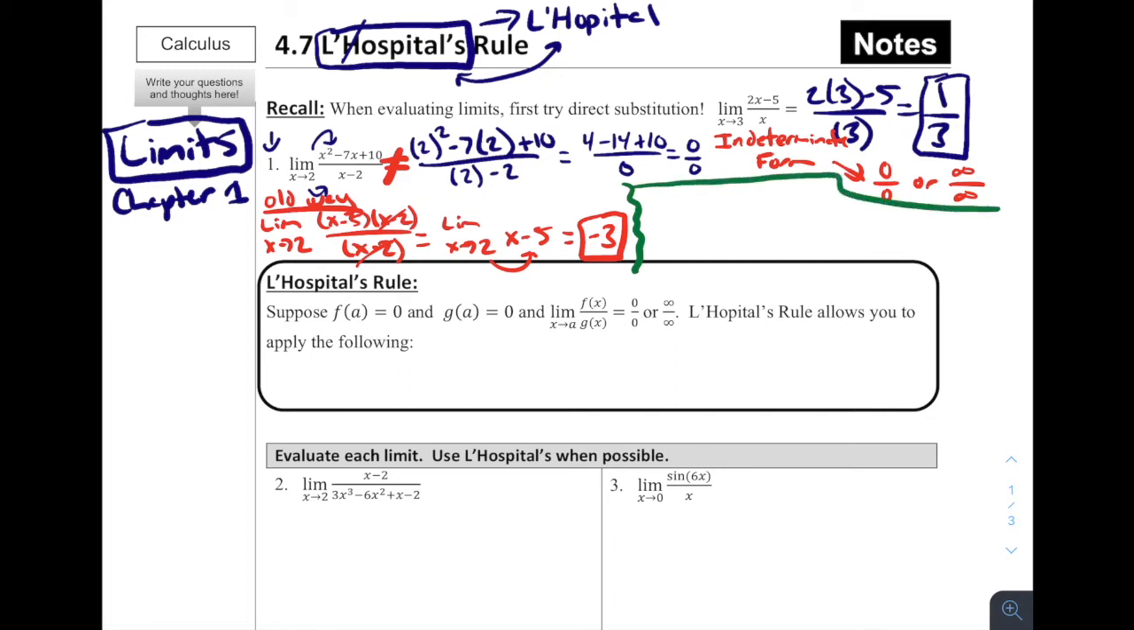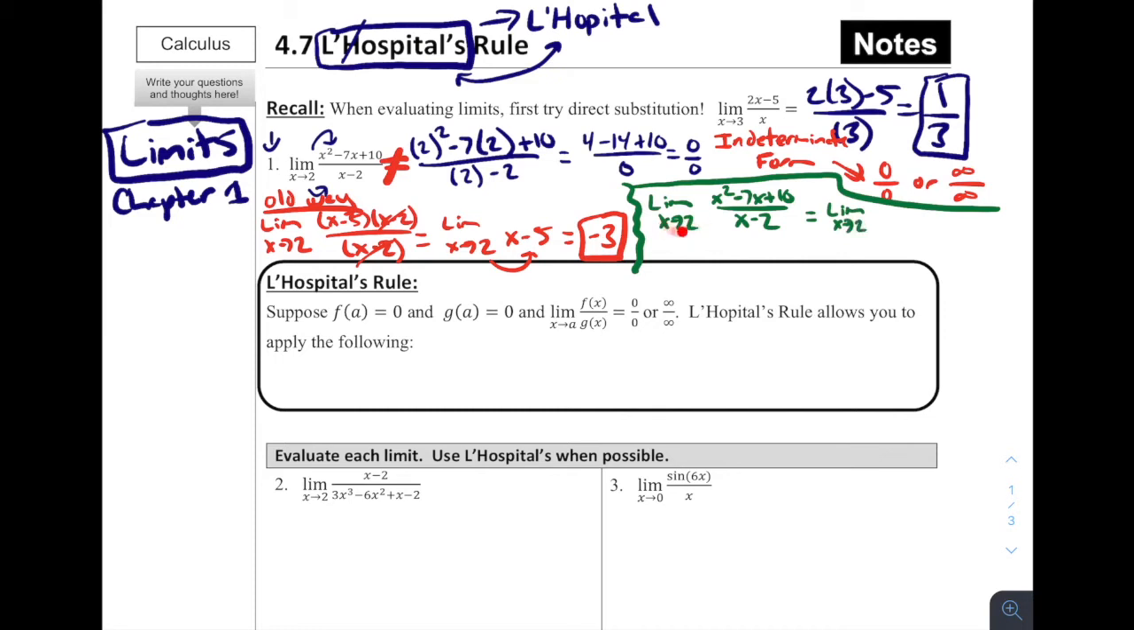What we're going to do here is say, okay, the limit as x approaches 2 of this x squared minus 7x plus 10 divided by x minus 2, is first off a candidate to use L'Hopital's rule because the direct substitution gives us indeterminate form. But the cool thing is we actually can take the derivative of the numerator and the derivative of the denominator and try direct substitution again. So L'Hopital's rule shows that this limit is equal to the limit as x approaches 2.